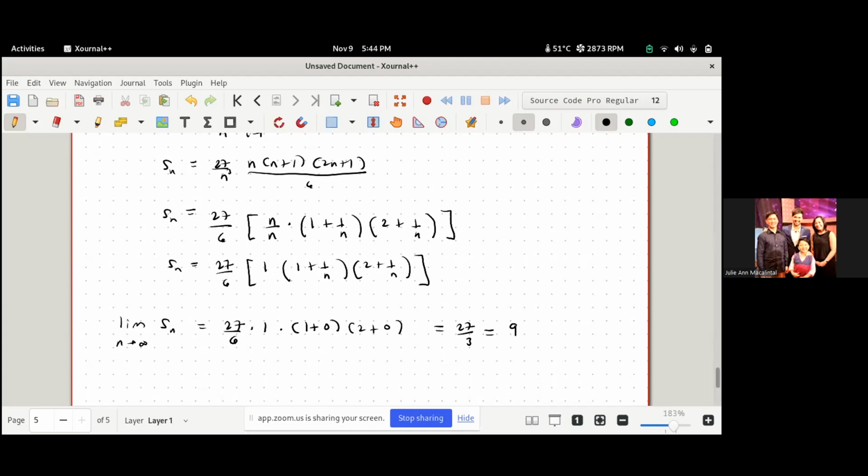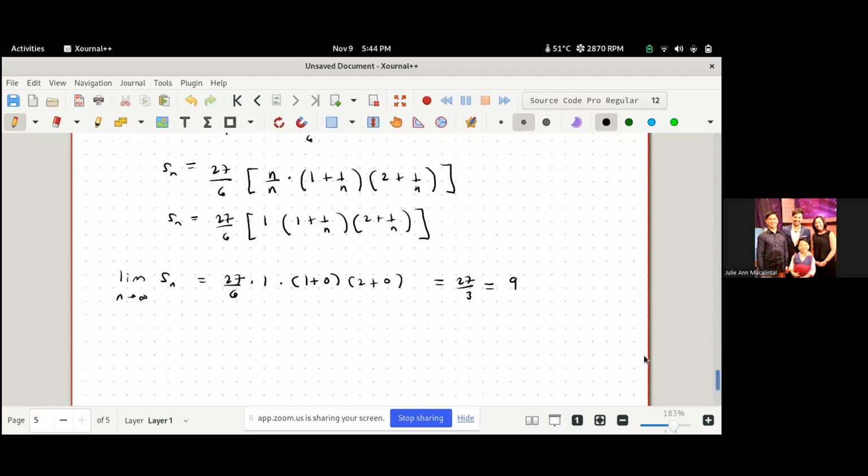So circumscribed or inscribed, as long as what we're integrating is 0 to 3, x squared dx, we still get 9 using both methods. So the exercises here would be to use this method, whether inscribed or circumscribed, to set up an expression for the integral as a limit of sums.